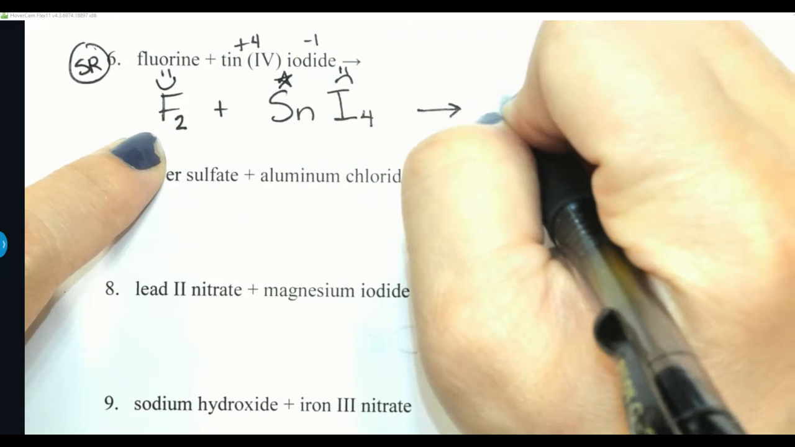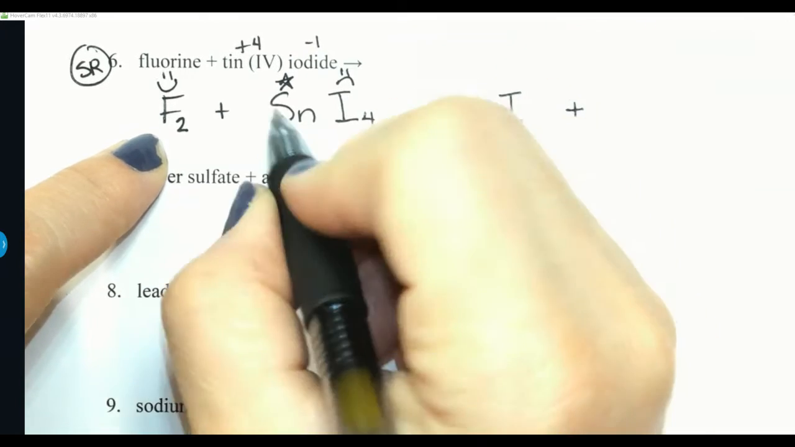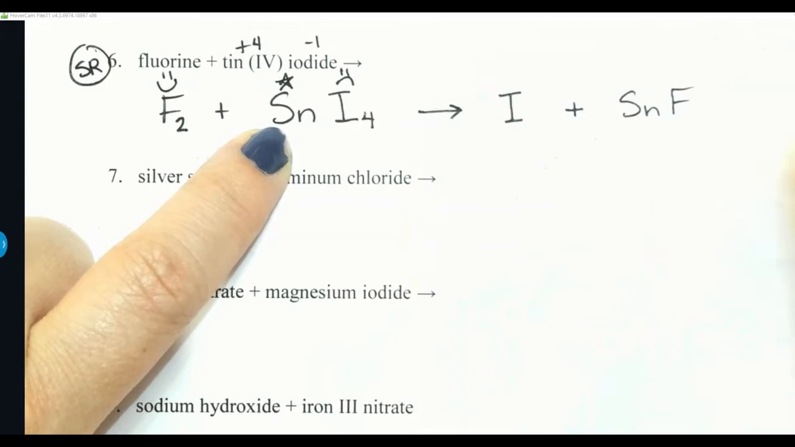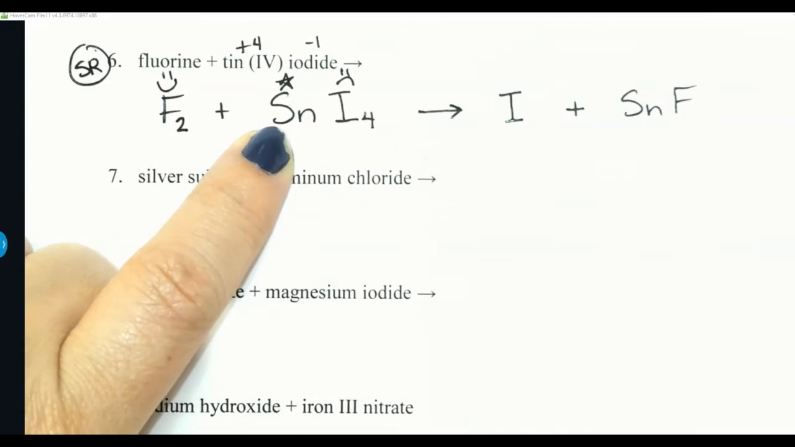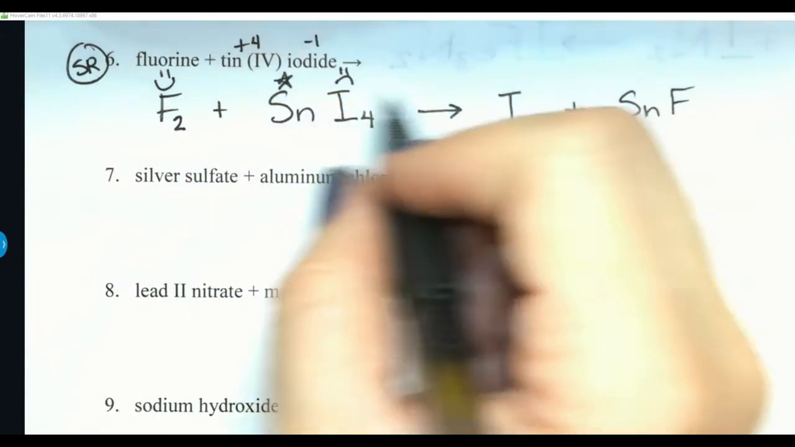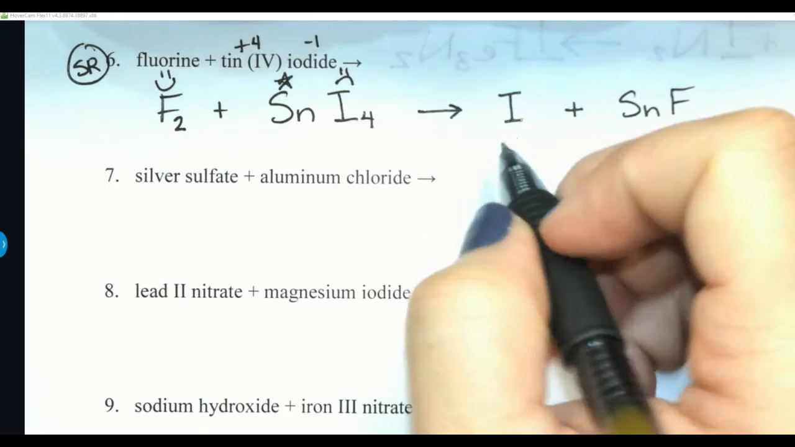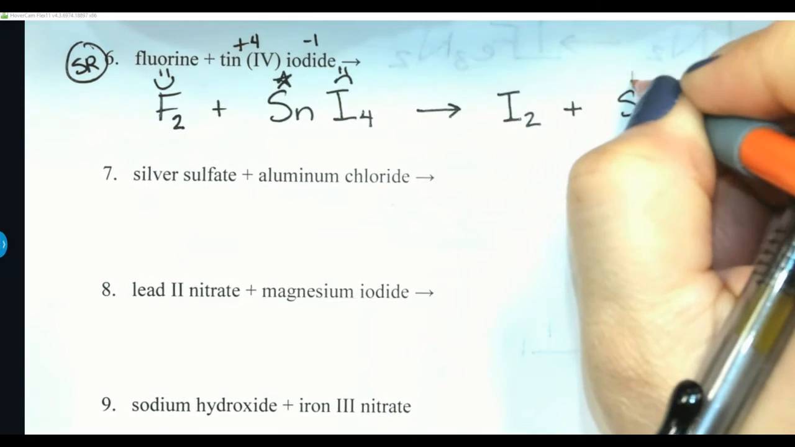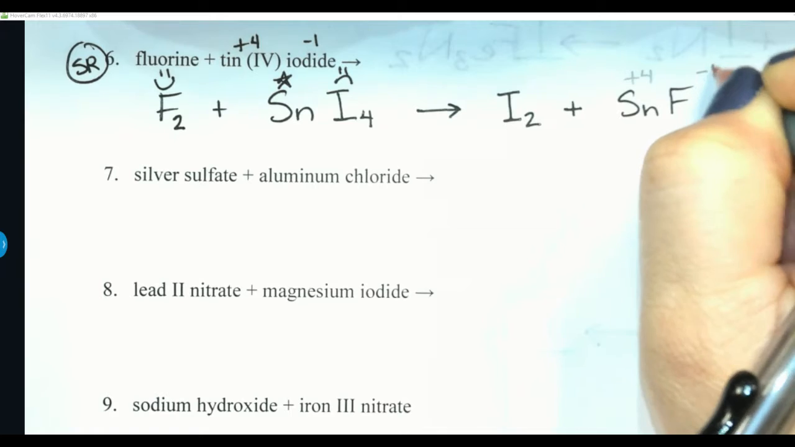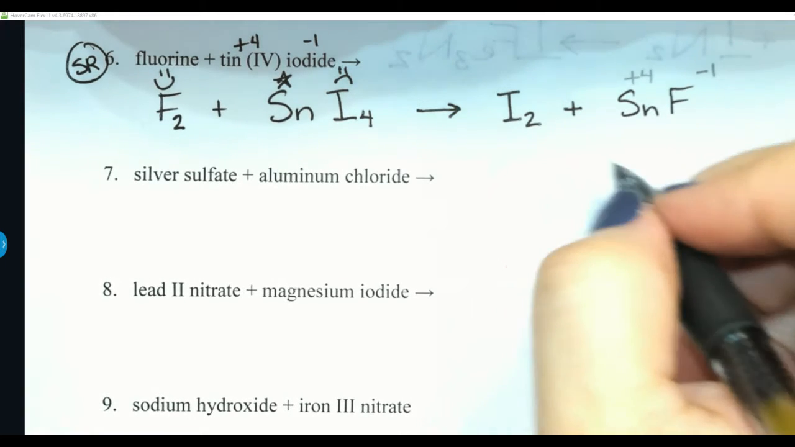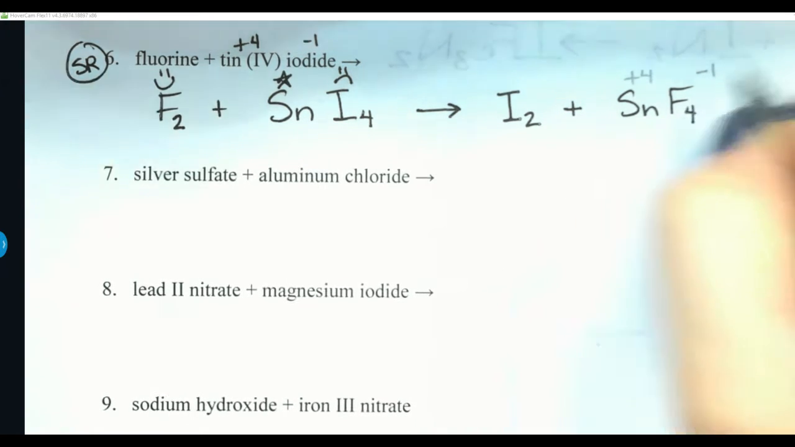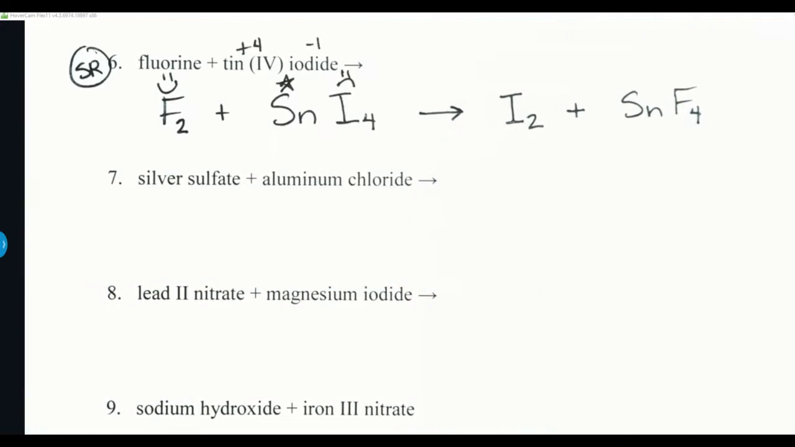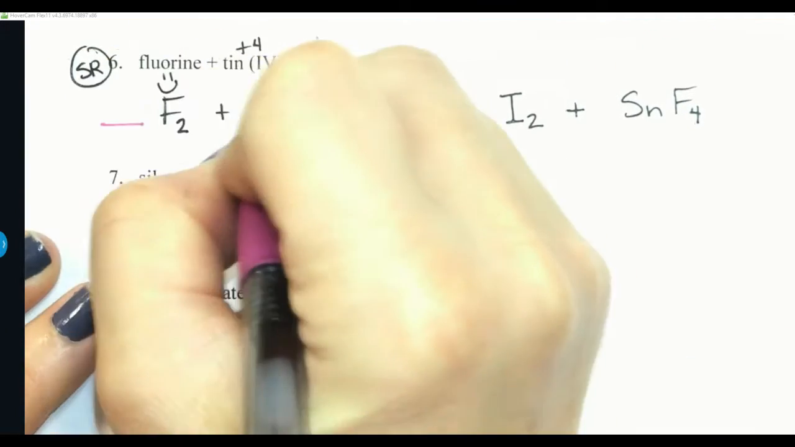So iodine is going to become the single element plus, and this is going to be tin with fluoride. And it's still tin Roman numeral 4, just like it was at the beginning. So here, this is a diatomic, it needs a 2. And then tin is +4 and fluoride -1. Crisscross those, you're going to get a 4 subscript there. And now I'm done with my charges. So we'll balance the coefficients.